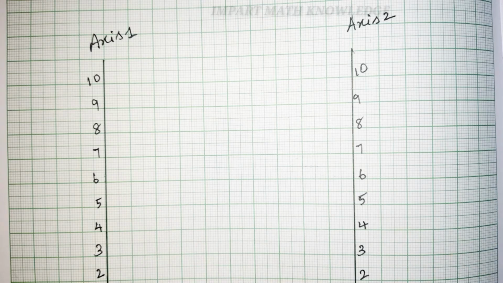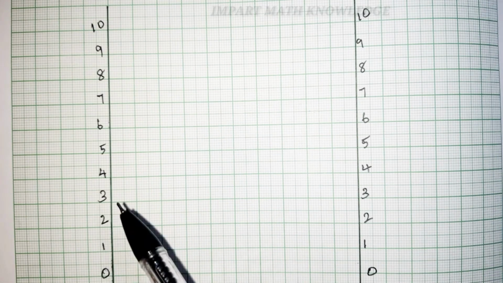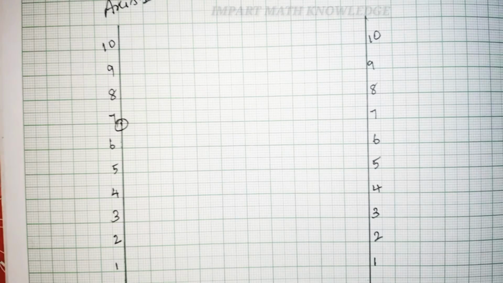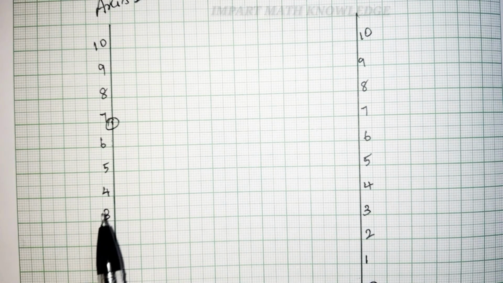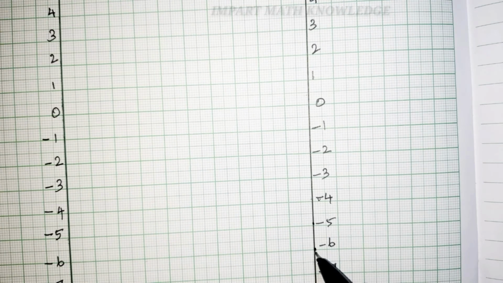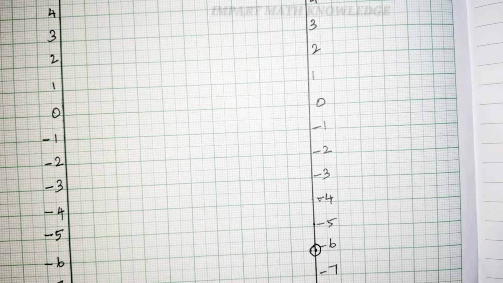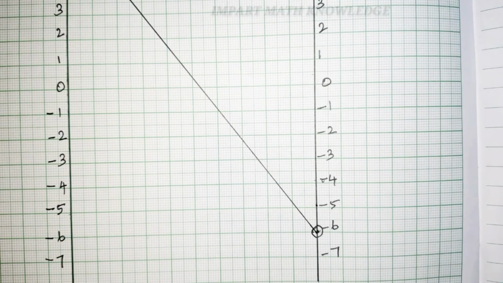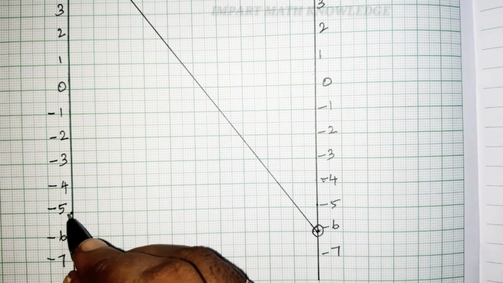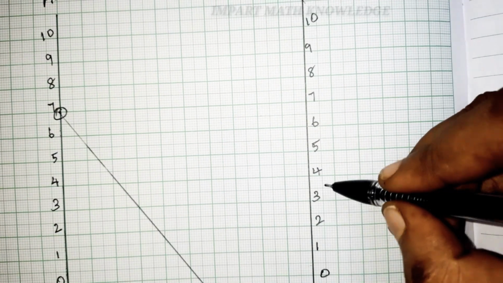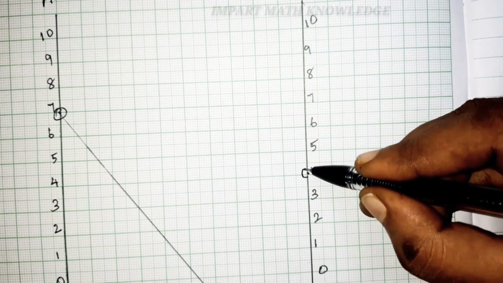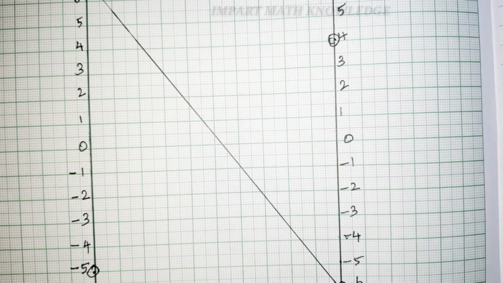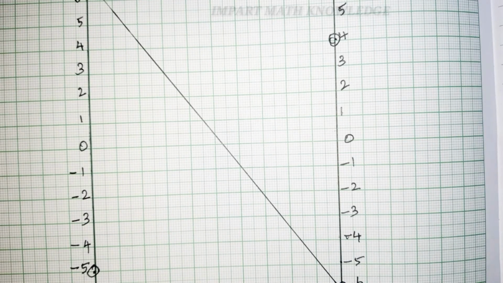First you draw two vertical axes and mark the values based on B's expected gain. In the first axis you mark 7. In the second axis you mark minus 6. Now connect these 2 points by a straight line. Next value, minus 5 in the first axis, 4 in the second axis. Connect these 2 points by a straight line.